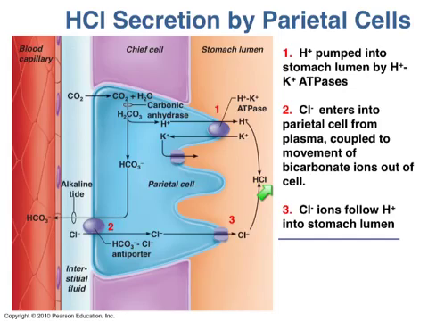Hydrochloric acid is released in response to a number of different things. It's released in response to parasympathetic stimulation. So when you have parasympathetic activity, that promotes hydrogen chloride release. It's also stimulated in response to gastrin. Gastrin promotes hydrochloric acid release, and in response to histamine.